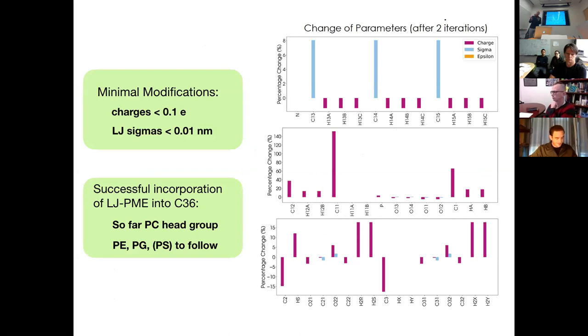Right. And I talked a little bit about having this regularization term where we basically have C36 as a target in the optimization, which is very moderately weighted, but which prevents overfitting. By that reweighting, you can see that the modifications on the final parameters are actually pretty minimal. So charges change not more than 0.1 elementary charge units, and the sigmas don't change more than 0.1 angstrom. So far, everything we've seen in terms of observables looks really good for the PC head group, but we're going to do the other head groups too. So I think we finally have a parameter set for the force field that works for long-range Lennard-Jones and for monolayers and bilayers.